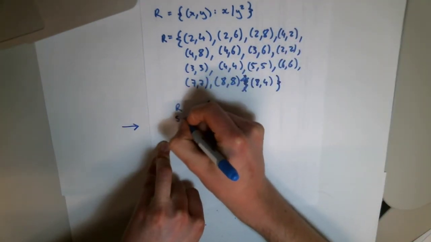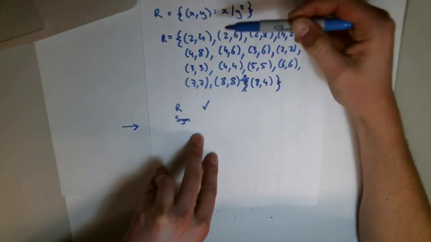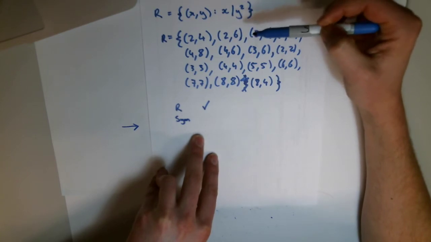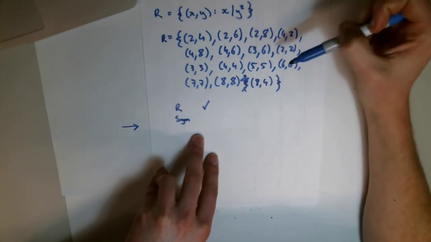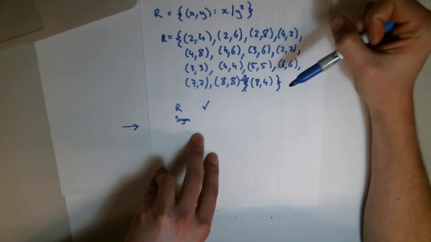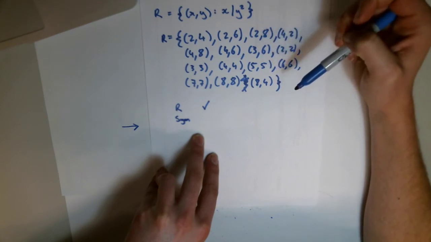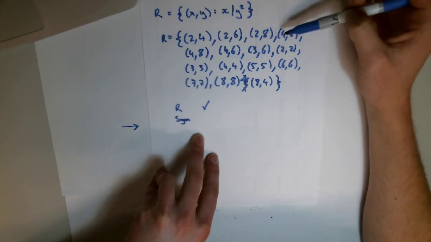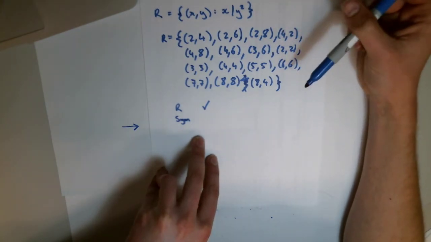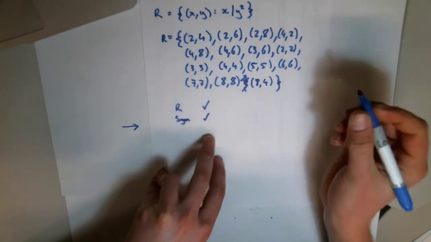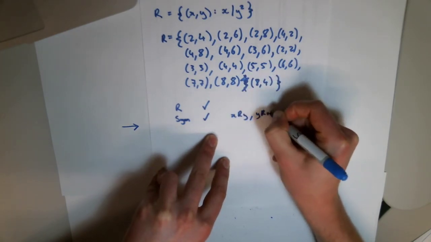We'll ask, is it symmetric? And we've got 2 to 4 and 4 to 2, 2 to 6, and don't have a 6 to 2. But we don't have 6 then mapping onto anything else, so we don't have a counterexample. We've got 2 to 8. Do we have 8 mapping onto anything else? Nope. 4 to 8, 8 to 4. So yes, this is in fact a symmetric relation, because for x mapping to y, y maps back to x.